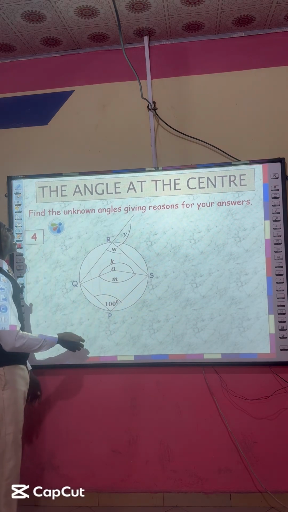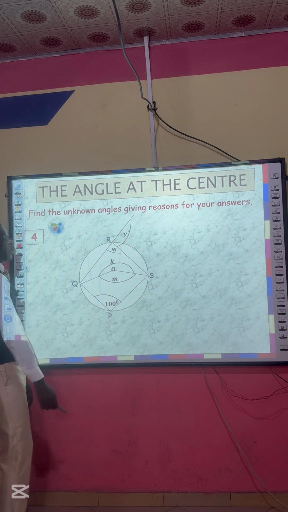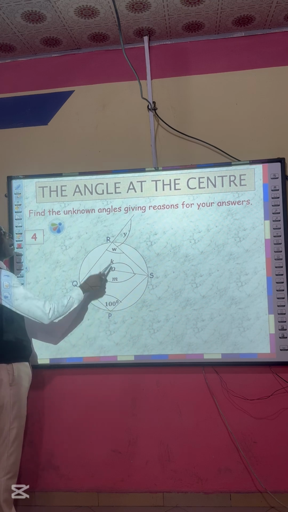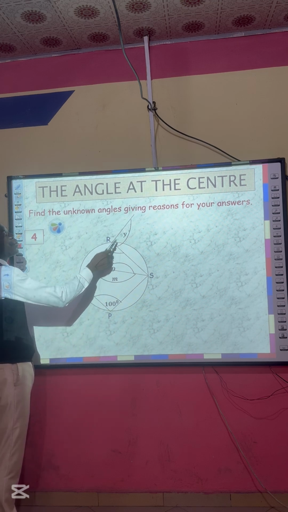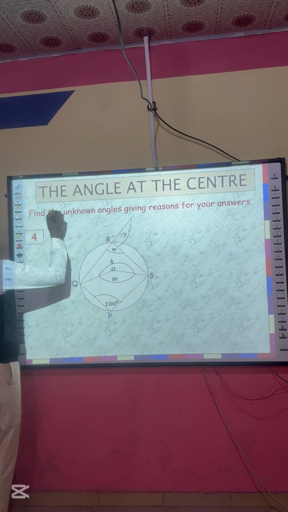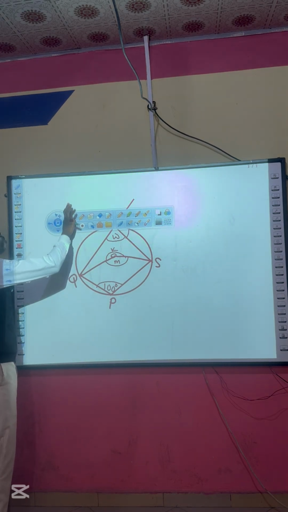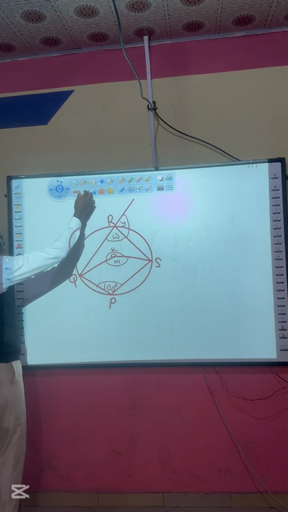They said we should find the unknown angles, giving reasons for your answers. So we are meant to find angle M, angle K, angle W, angle Y. All right, so let me transfer this over here so that we can now answer the questions together. All right, so we are here.